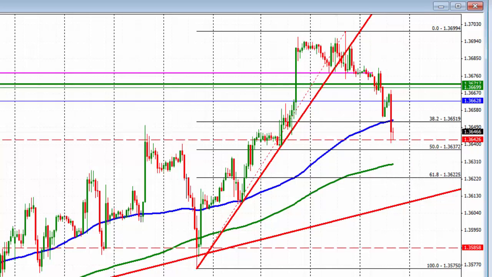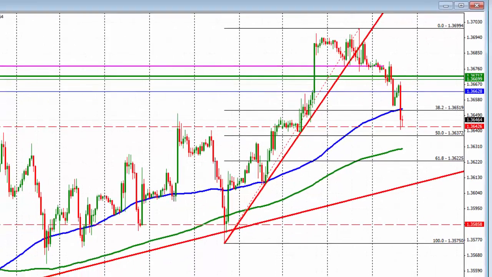So there you have it, a look at the fundamentals moving the foreign exchange market and also the chart of the day.